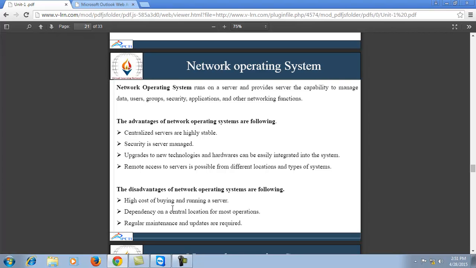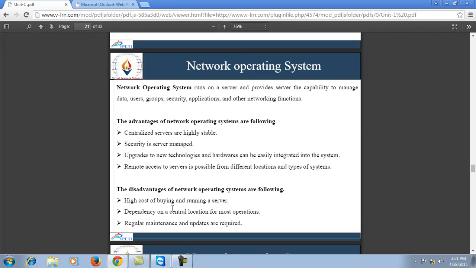Security is managed by the server for every client. Remote access to the server is possible from different locations and types of system. We can access the data which is stored on the server from any location, but there should be network connectivity. I think the third point is missing. Upgrades to new technologies and hardware can be easily integrated into the system. In a network operating system, we can attach a number of devices at a number of locations to upgrade the technology, the hardware, and the efficiency of the network.